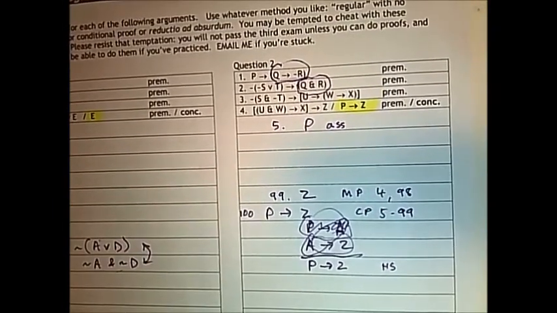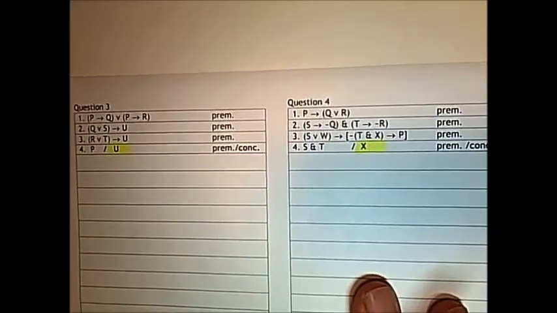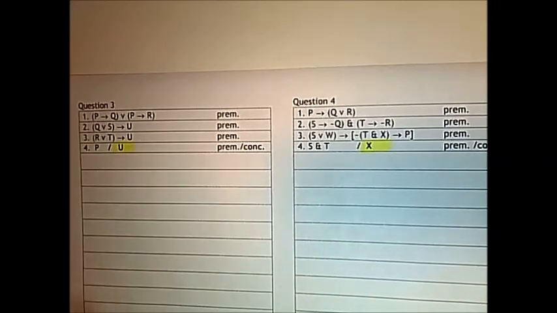I think I've said enough on that one. Okay, let's look at number 3. Now number 3, of course, you can't do conditional proof because this isn't a conditional. But for number 3, I recommend reductio ad absurdum.